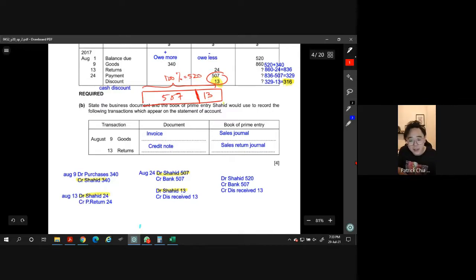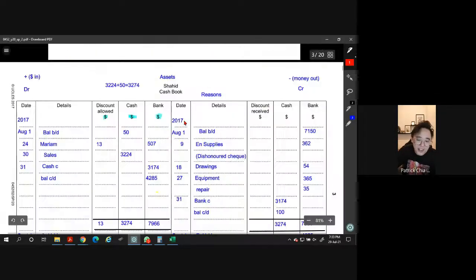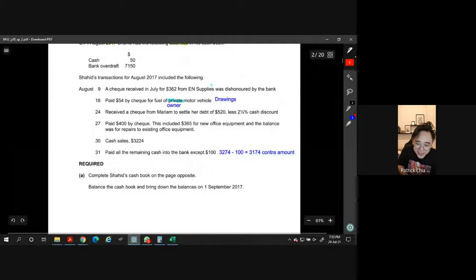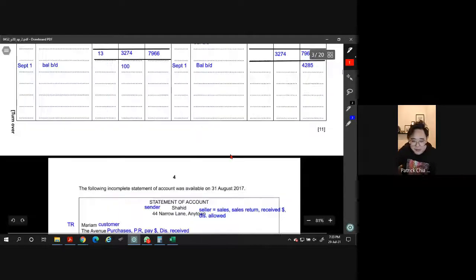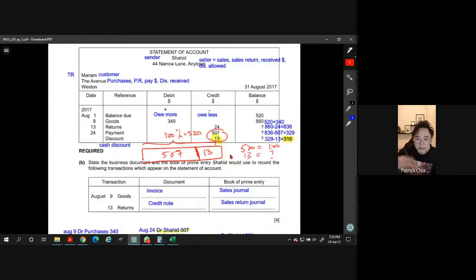So you just do your maths here. If you know 520 equals 100, then you should know what 13 equals: it's 2.5. Of course, for this question you don't need to do that because the percentage was given here. But what if the question did not give it and straight away gave you a statement of account question? They can also test you on your maths, like how many percent is that, and how many percent is the 507? By understanding the ratio, knowing how much is 100%, you will know the rest already. Is that okay?